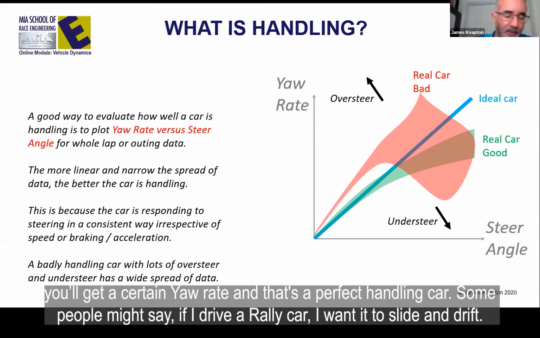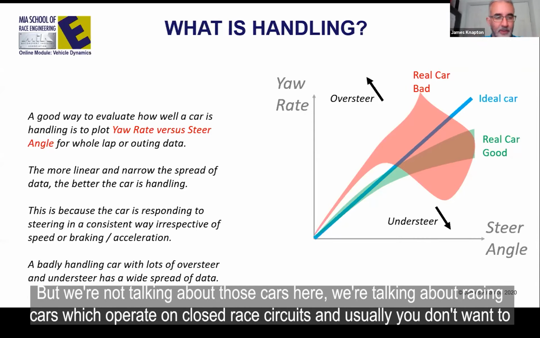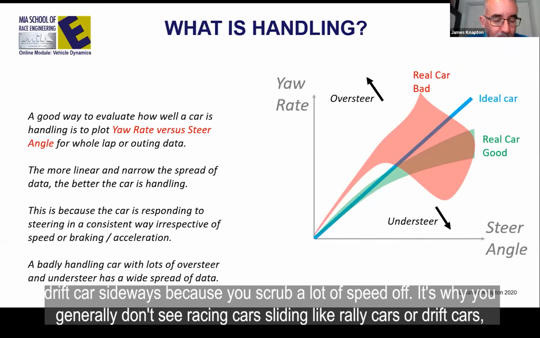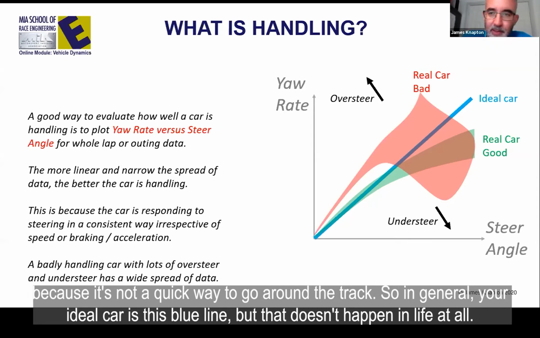Some people might say, if I drive a rally car, I want it to slide and I want to drift. We're not talking about those cars here. We're talking about racing cars, which operate on closed circuit race circuits. And usually you don't want to drift cars sideways because you scrub a lot of speed off. That's why you generally don't see racing cars sliding like rally cars or drift cars, because it's not a quick way to go around a track.